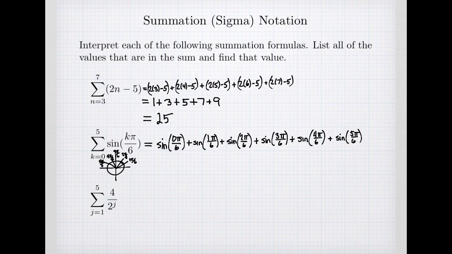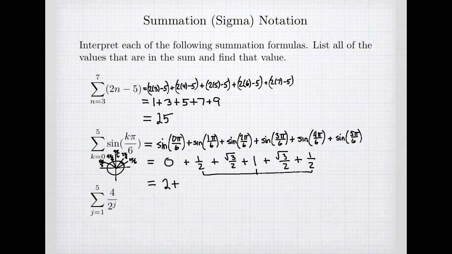So as I think about what the sine is, for 0, the y-coordinate is 0. For 1 pi over 6, the coordinate was a half. For 2 pi over 6, the coordinate is root 3 over 2. For 3 pi over 6, that's the vertical, so that's 1. 4 pi over 6 is again root 3 over 2. And 5 pi over 6, we're back down to a half. So those are the numbers that my sequence defines. And I add them up, and I get, let's see, a half plus a half, that's 1, plus 1 is 2.